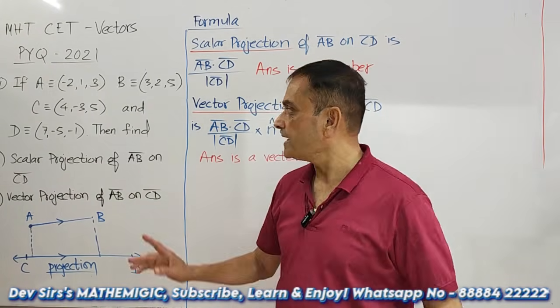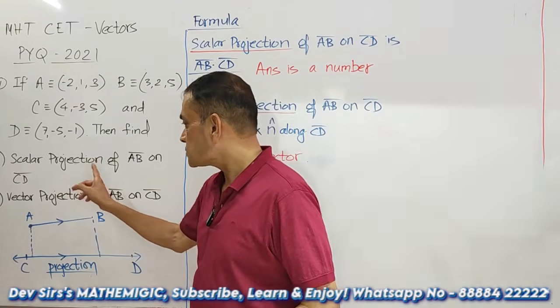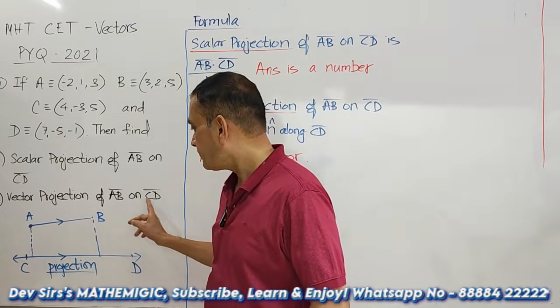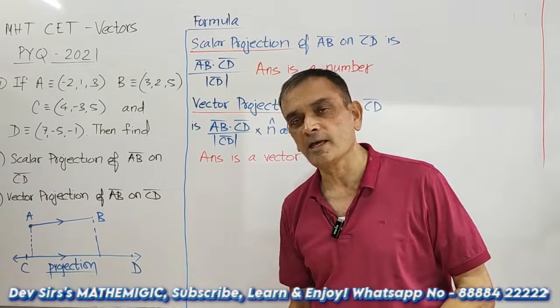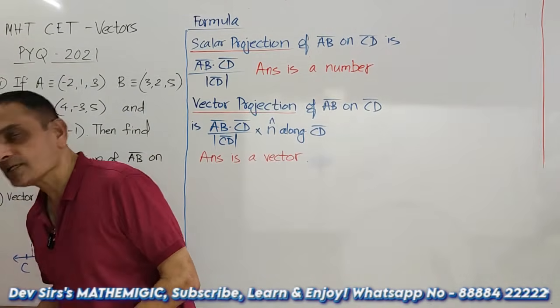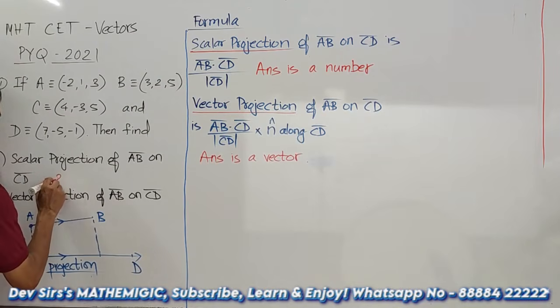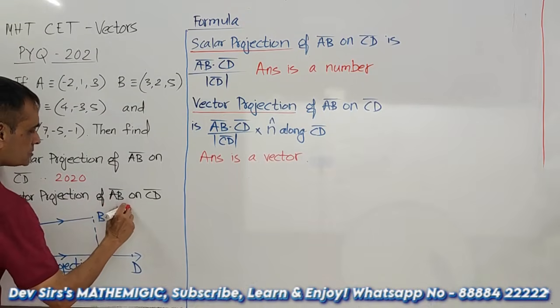4 points are given A, B, C, D. Find scalar projection of AB on CD, vector projection of AB on CD. 4 choices were given, but because space is not there, मैंने लिखे नहीं है. Now, these two were asked separately, obviously. Scalar projection of AB on CD was 2, 0, 2, 0. Vector projection of AB on CD was 2, 0, 2, 1.